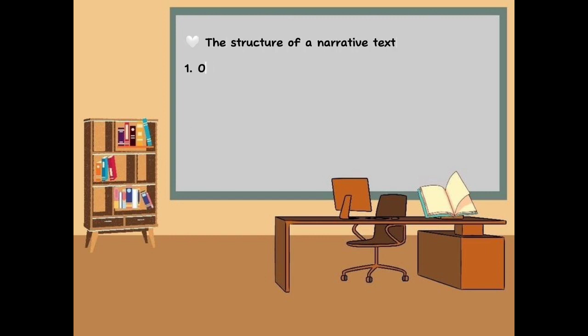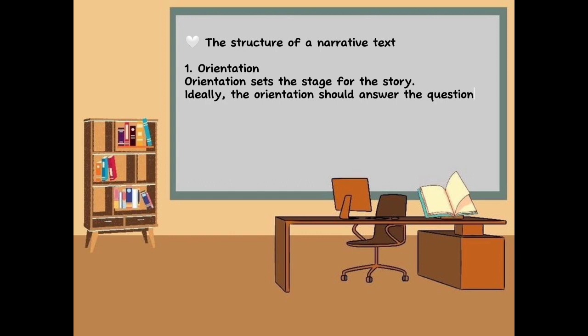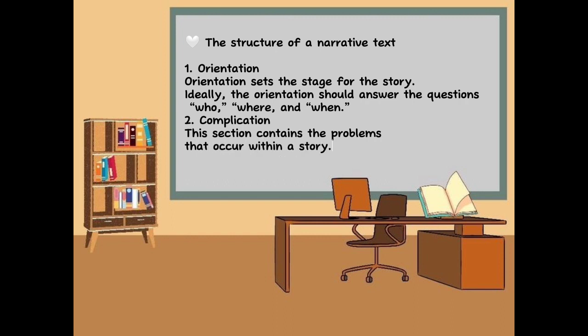The structure of a narrative text. Number 1, orientation. Orientation set the stage for the story. Ideally, the orientation should answer the question who, where, and when. Number 2, complication. The section contains the problems that occur within a story.